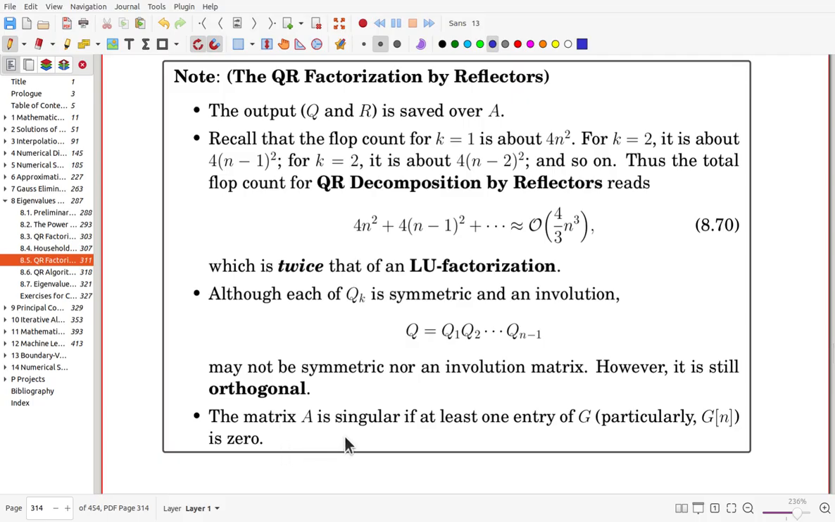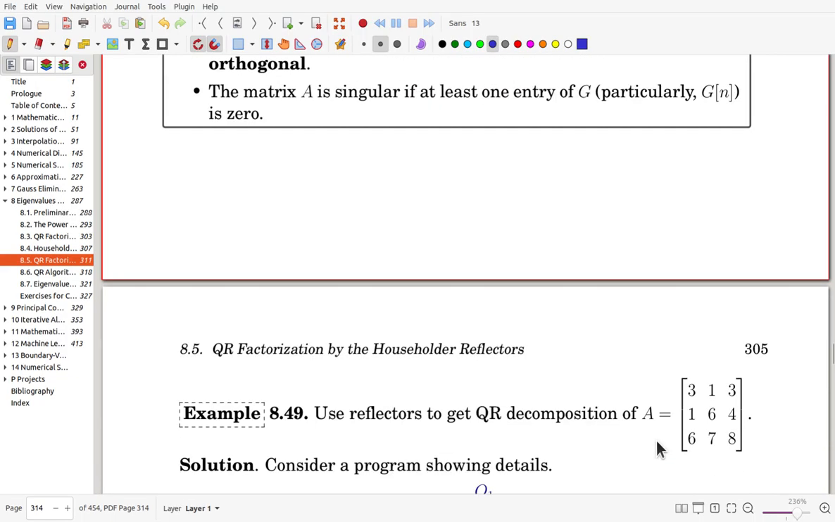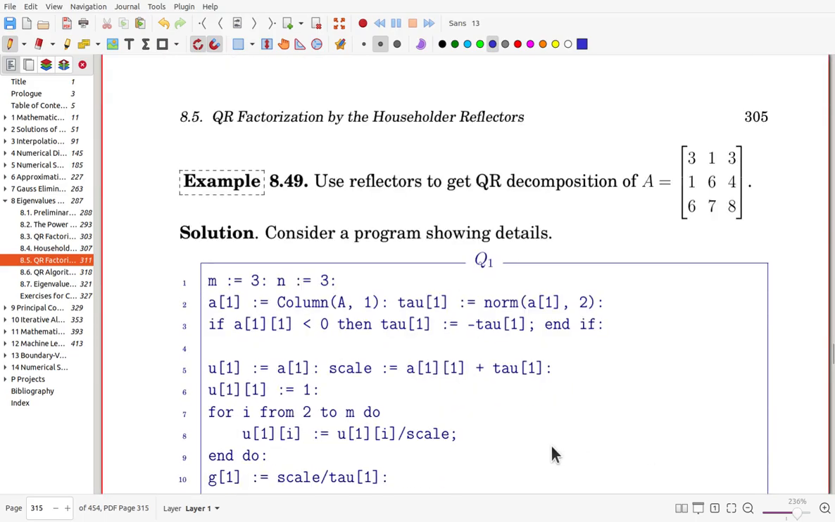The matrix A is singular if at least one entry of G is 0, particularly if the last component is 0, then A must be singular. Let's see an example. Use reflectors to get the QR decomposition of matrix A.